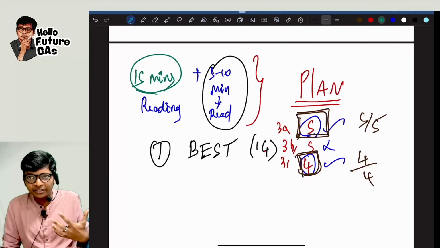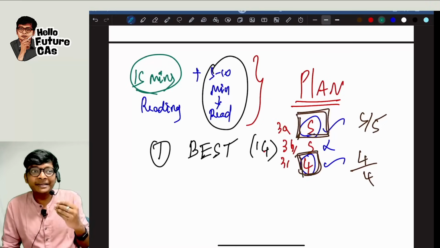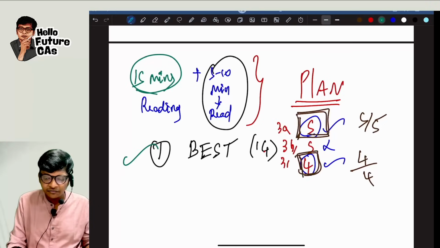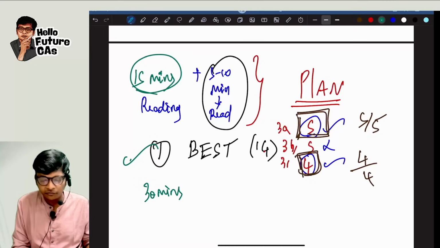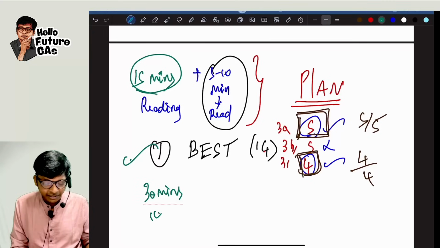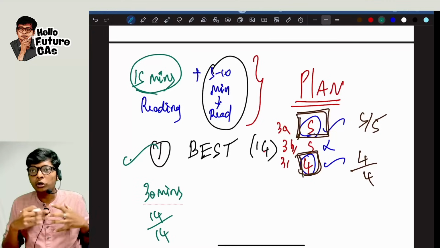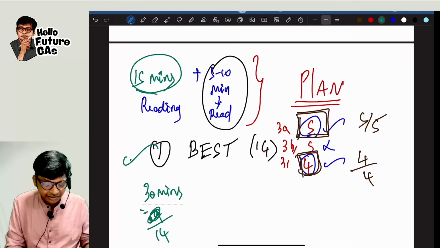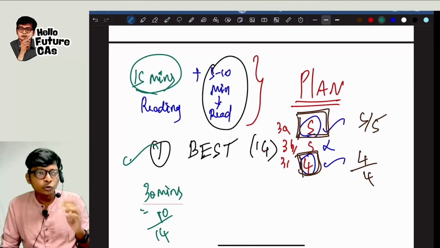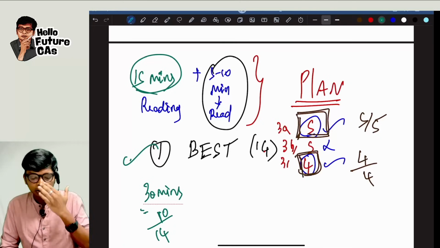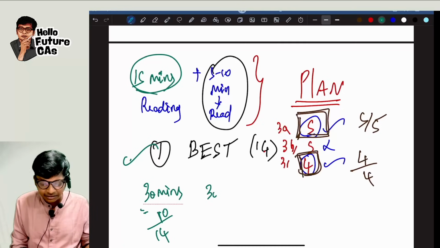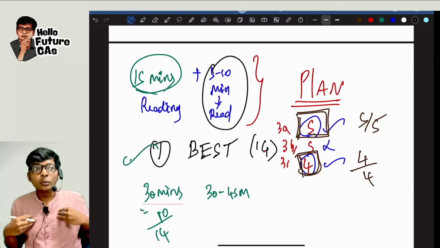So the first impression of the examiner is the best impression. So you will finish the first question. It's okay even if you take 30 minutes first for that, but already some 14 out of 14 you are confident, or if not 14, let's say 10 out of 14 you will get. Clear, guys?